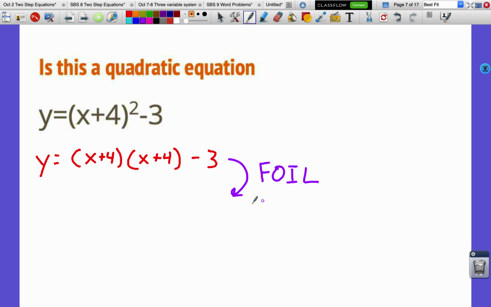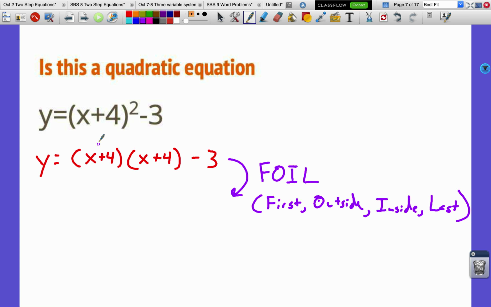And FOIL stands for first, outside, inside, last. But essentially, whenever I multiply two things that are in parentheses, I just have to make sure that every term in the first expression gets multiplied to every term in the second. FOIL is useful to make sure you get all four possible combinations here. But when these get bigger, I just think first to first, first to second, second to first, second to second, and so on. All right.